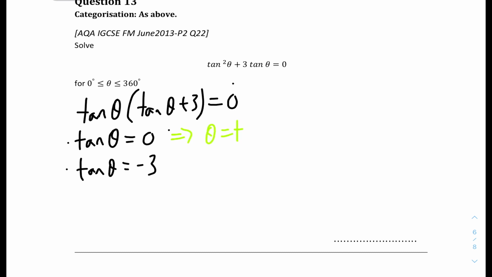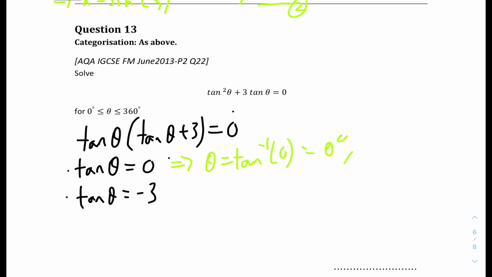Theta will be equal to tan inverse 0, which is 0 degrees. And the second answer you get by adding 180 degrees to 0, which is 180 degrees, and add a full circle around, 360 degrees. Like so.